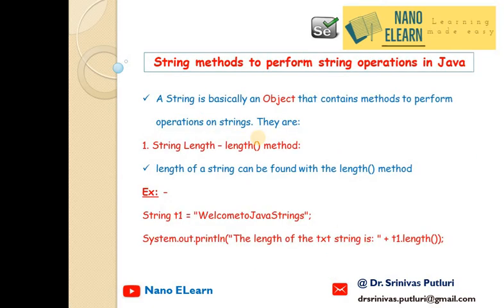What are the different string methods to perform string operations in Java? I would like to cover a few string methods in this context. A string is basically an object that contains methods to perform different operations on strings. First is string length using the length method. The length of the string can be found using the length method. We consider an example here: string variable t1 is assigned the value "welcome to Java strings". I am outputting on the screen its length using the length method.